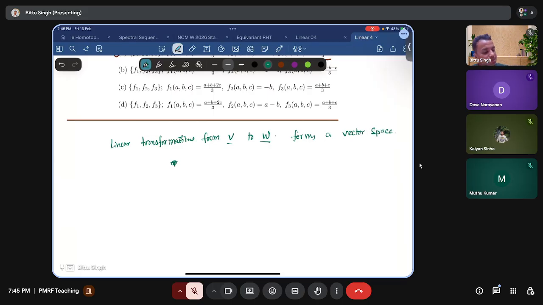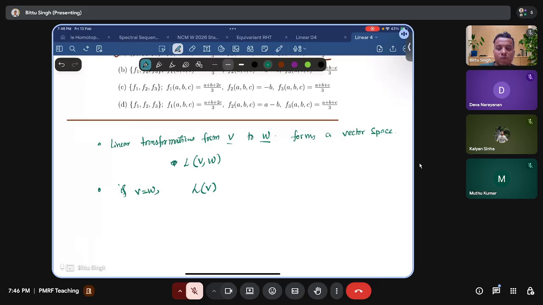Okay, so this space of all such linear transformations is denoted by L(V, W), right? And similarly, if V equals W, it is simply written in short as L(V). Here both domain and codomain are the same. So the interesting fact is that those are also a vector space.